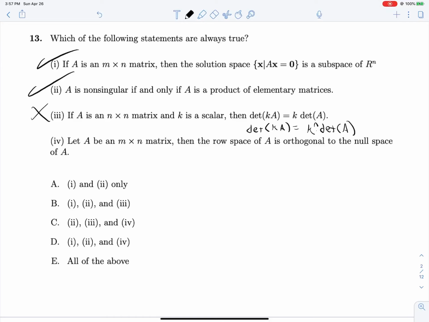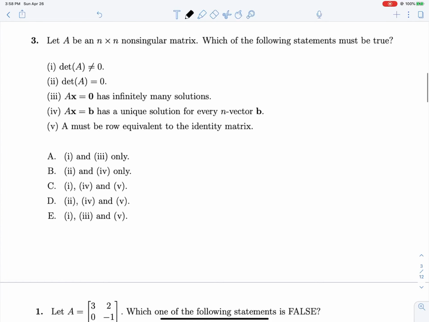What about 4? Let A be an m by n matrix, then the row space of A is orthogonal to the null space of A. Yep, that's a fact. That's a fact you should definitely have in your head. The row space is always orthogonal to the null space. I don't even have a good mnemonic to remember it with. That's just a thing that comes up pretty often that you should have in your memory bank.